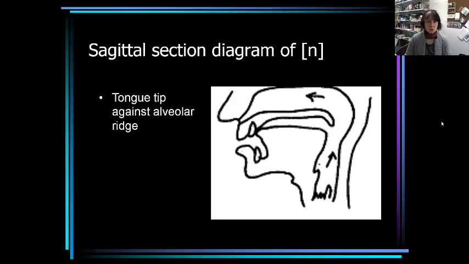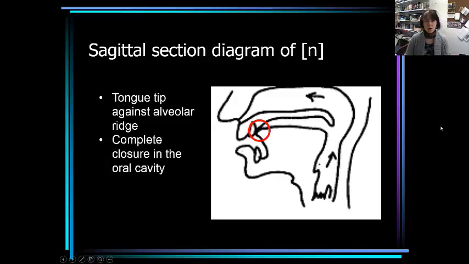In your description you'd have to mention that the sides of the tongue were pressed against the upper molars at the side. So the tongue tip is against the alveolar ridge, and we can see that here. There is complete closure in the oral cavity, so as I said before, it's not just the tongue tip against the alveolar ridge, it's also the sides of the tongue raised against the molars.